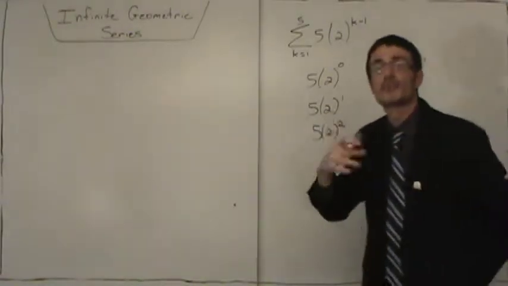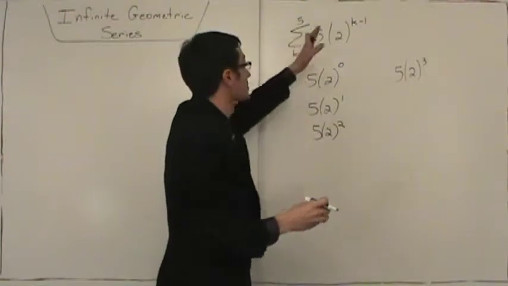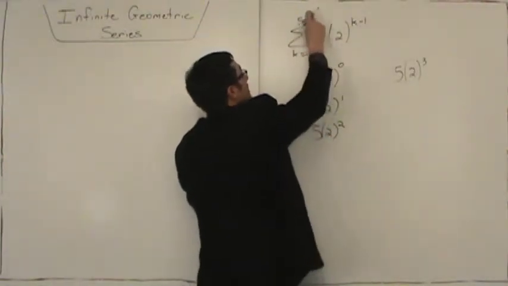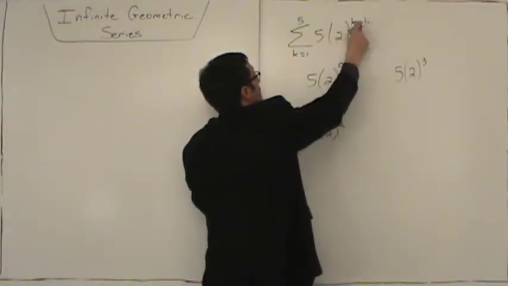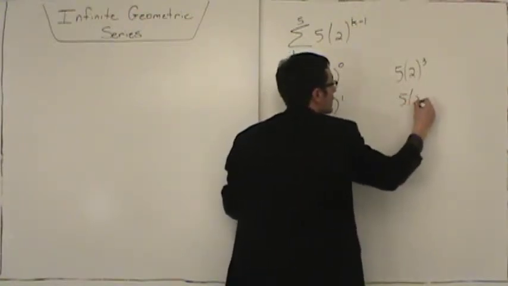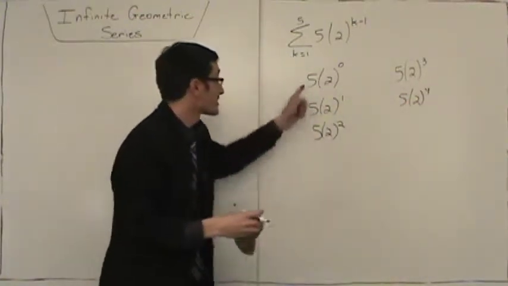You should be very comfortable with this based on previous videos, so make sure you watch the previous ones first, always. Putting in 5 for k, 5 minus 1 is 4, so we get 5 times 2 to the fourth. Now, let's calculate each one of these.